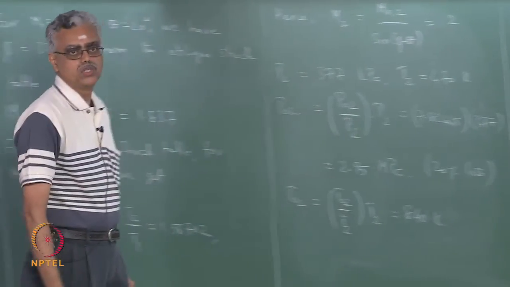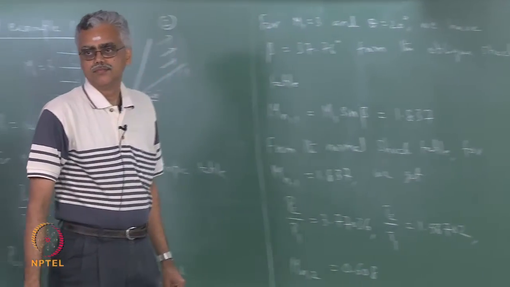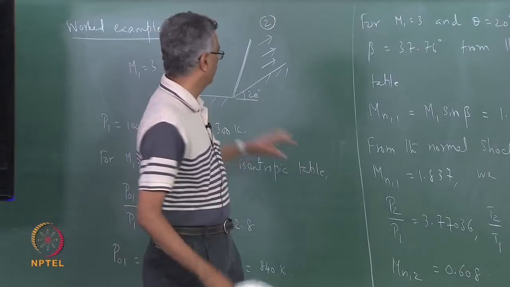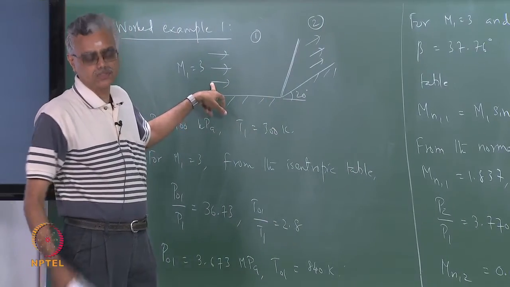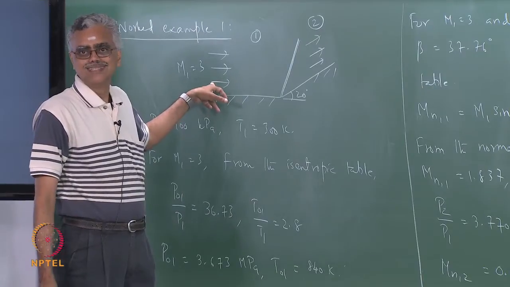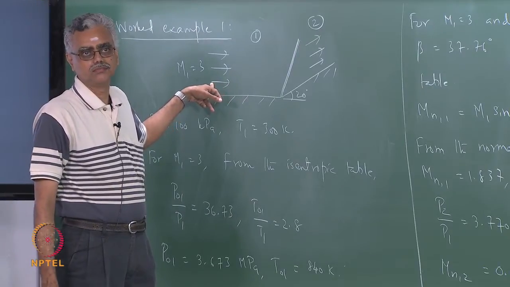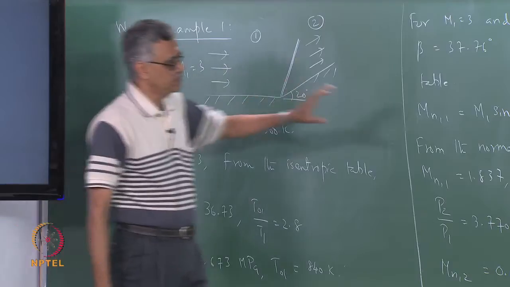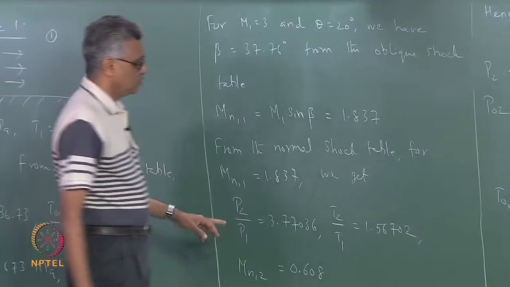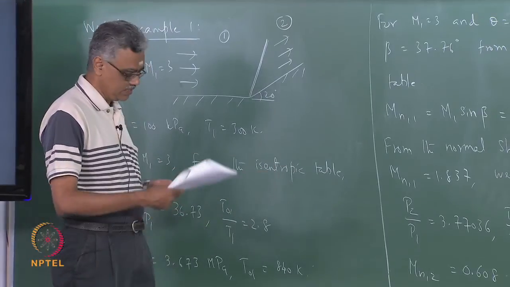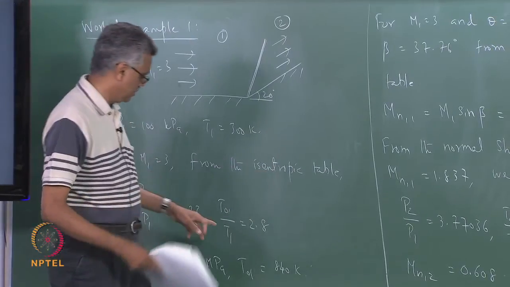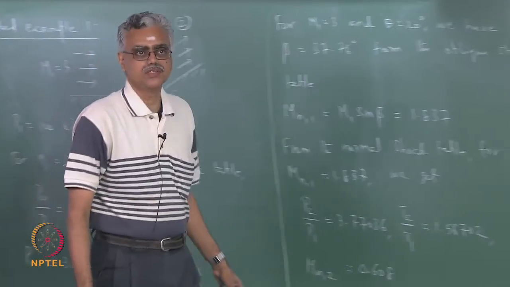Had this been a normal shock at M equal to 3, right, this was M equal to 3, the loss of stagnation pressure would have been around 67%. Okay, in comparison, this is 20%. Notice that the stagnation temperature, what's happening with the stagnation temperature? Stagnation temperature is remaining the same even in this case also.